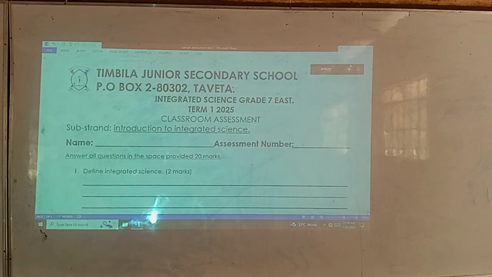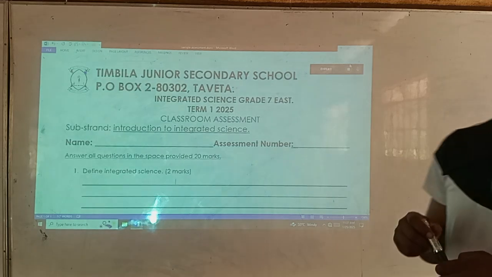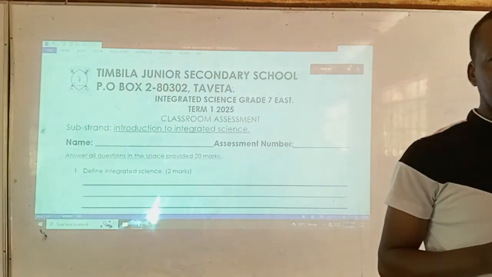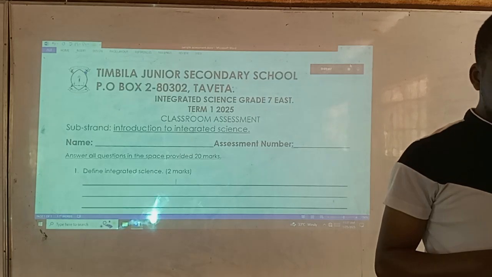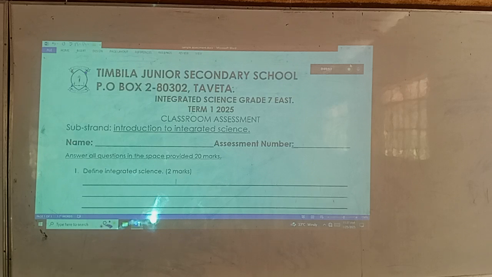Now, let me have one group which will define integrated science. What is integrated science? Let me have group 5. Can you read the answer? Group 5. Integrated science is a broad area of study that involves the study of various branches of science together.